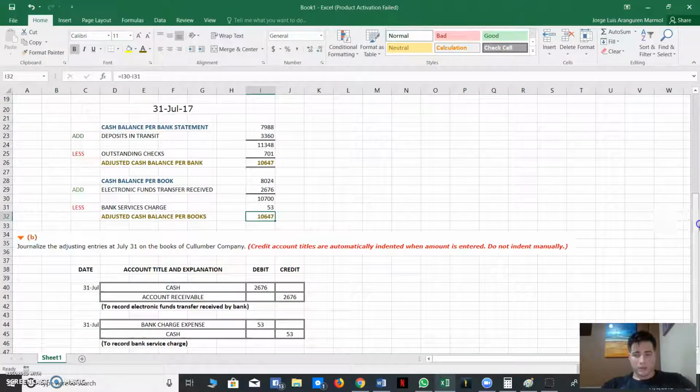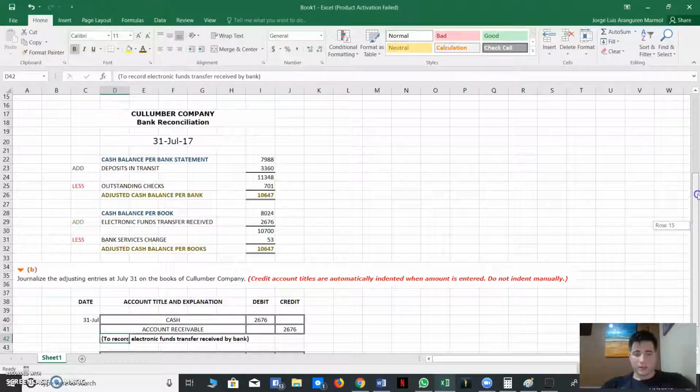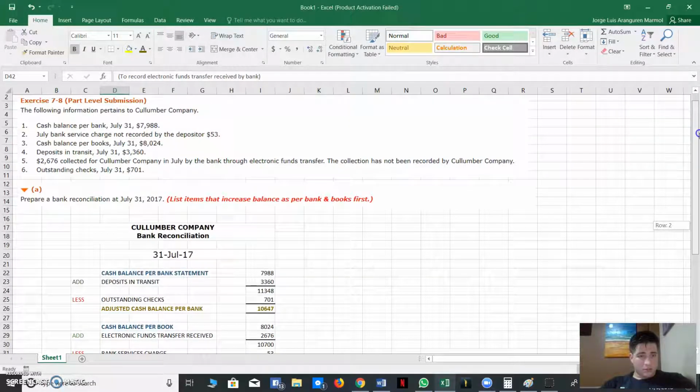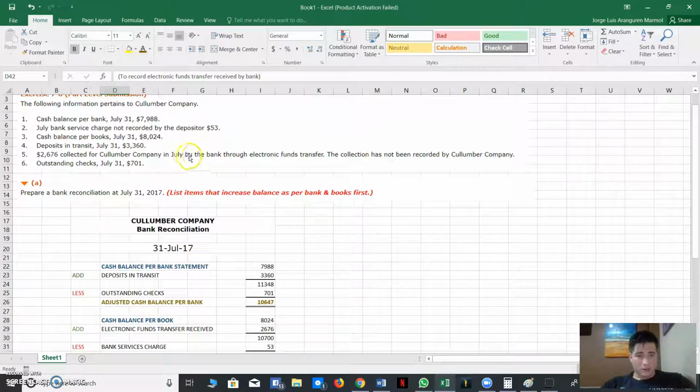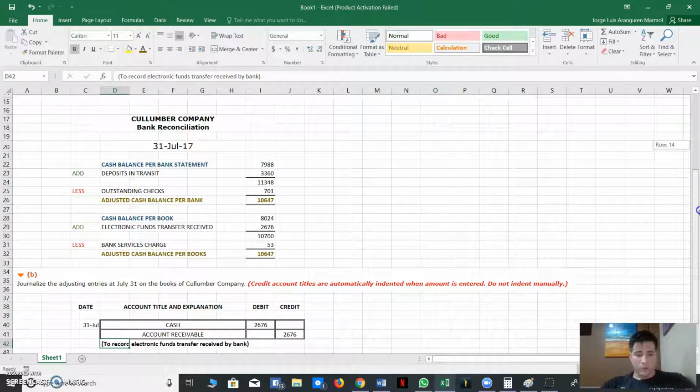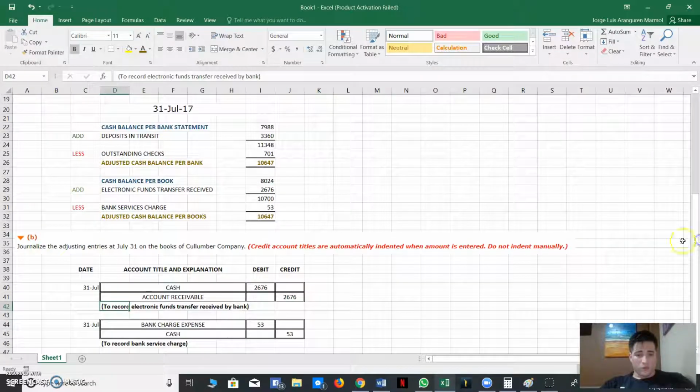For the first adjusting entry, we need to record the electronic funds transfer received by the bank. It's 2,676. The bank received it through electronic fund transfer, and the collection has not been recorded by Cullumber Company. We're making the adjusting entries, so we increase the cash account by debiting 2,676, and we decrease accounts receivable by crediting 2,676. In this case we make that entry.